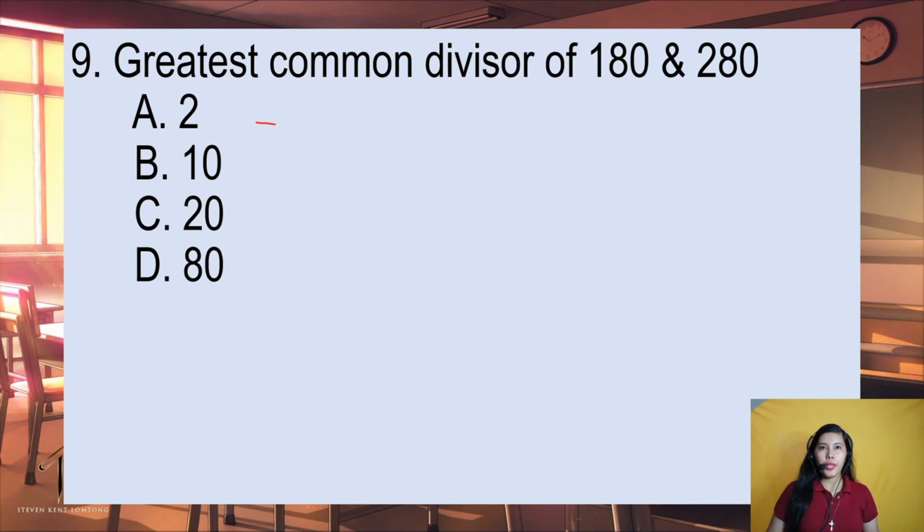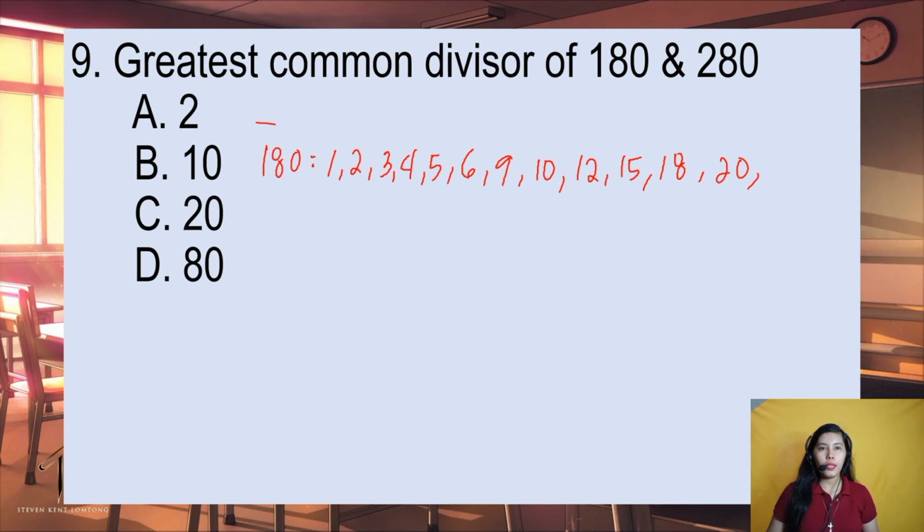We have here an example. Find the greatest common divisor of 180 and 280. List na lang muna natin yung mga factors or divisors nila. We have 180: 1, 2, 3, 4, 5, 6, 9, 10, 12, 15, 18, 20. What's next? 30, 36, 45, 60, 90, and 180.